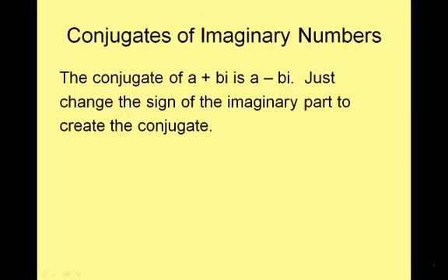The conjugate of a plus bi is going to be a minus bi. The first part, which is the real part, stays the same. The imaginary part changes the sign.